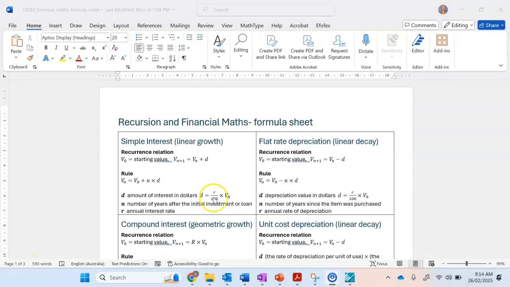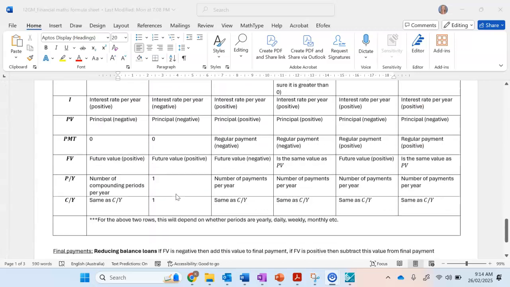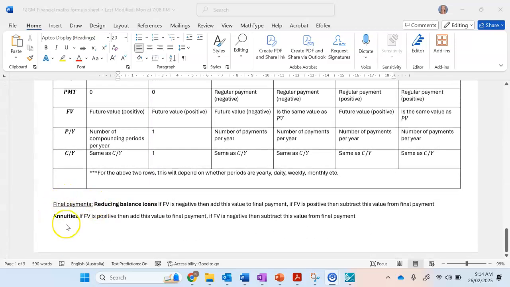So I've just opened our formula sheet. Now, if you're with me in 2025, this wasn't on your formula sheet, but I did ask you to write it down in class. So if you haven't already written it down, you should have it here. So we're referring to final payments. It's either going to be a reducing balance loan or an annuity. All right, so we've got to take note of what is written here once we've put it in the financial solver.